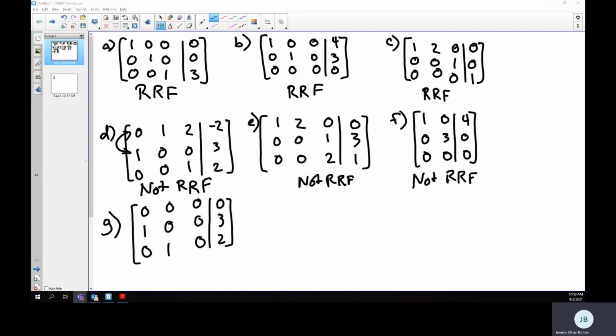Finally, in G, the only problem is that that row of all zeros should be at the bottom. So this is also not in row reduced form.